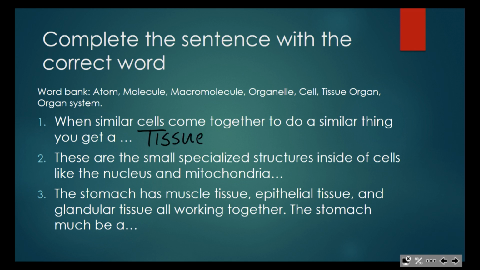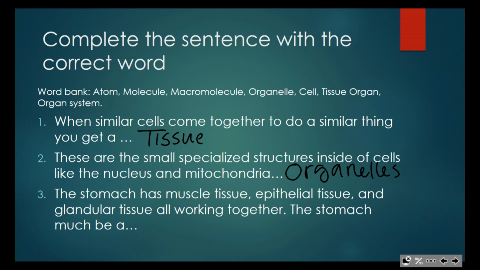Number 2 says these are small specialized structures inside of cells like the nucleus and the mitochondria. Well, the nucleus and mitochondria, those are examples of what? Those are examples of organelles. So that was the answer for this one, organelles.